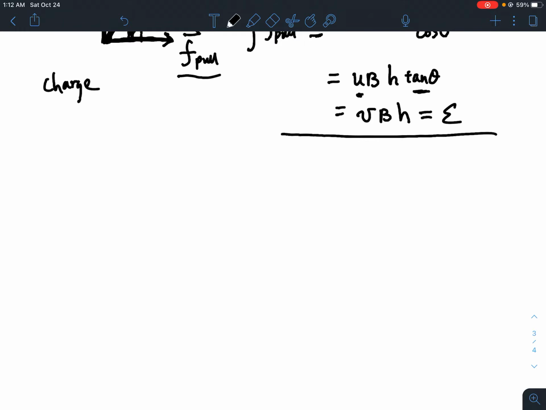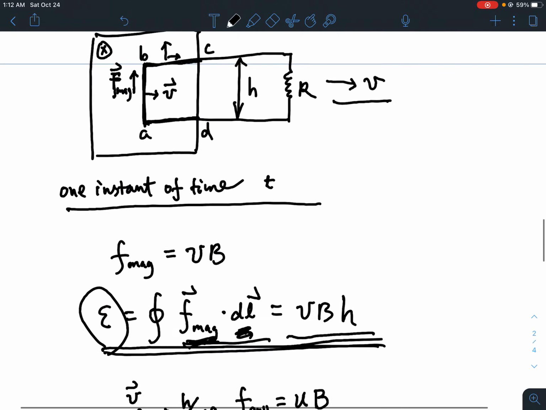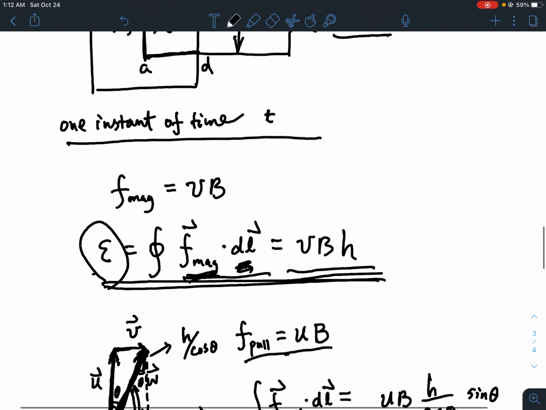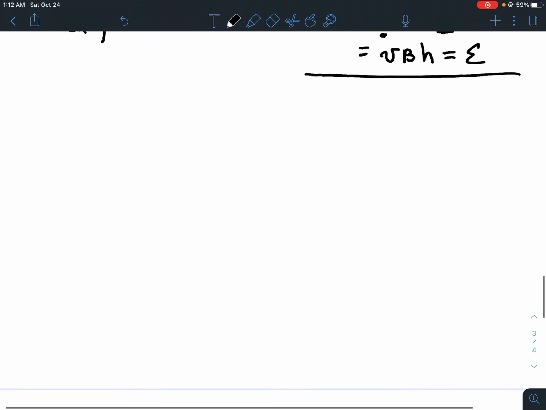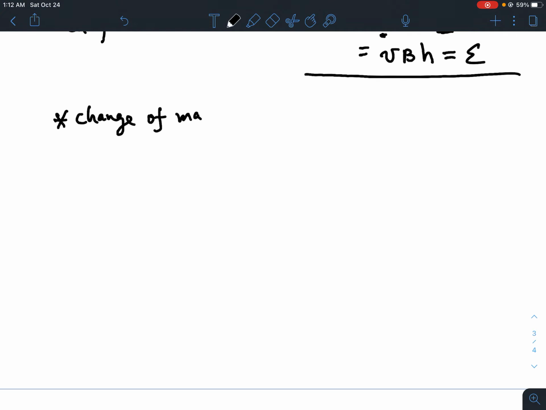So this formula sometimes works very well to calculate the EMF, but however it only works for this rectangular shape, where it's easy to do the calculation. But if there is a different shape, how do we do the calculation? What we use is called the change of magnetic flux.